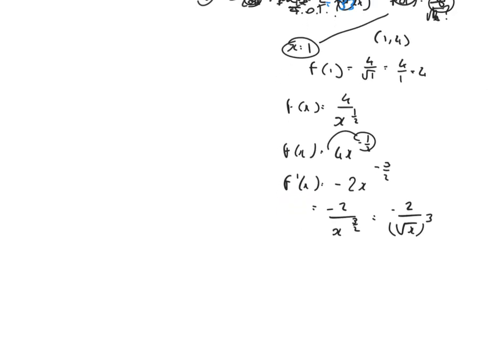Okay, so this is happening at x equals 1. Let's sub in x equals 1. Minus 2 over the square root of 1 cubed. And that's minus 2 over 1, which is minus 2. So I've got the gradient, minus 2.